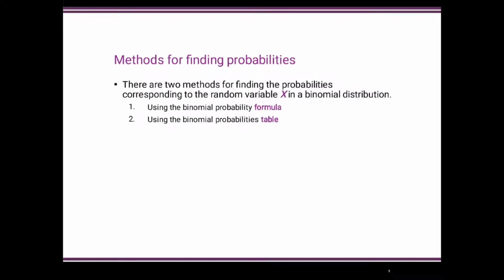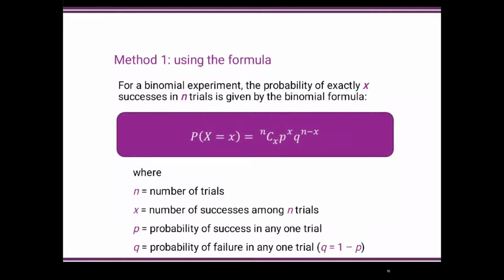Okay, methods for finding probabilities of a binomial distribution. There are two methods for finding the probabilities corresponding to the random variable x in a binomial distribution. We can either use a binomial formula or the binomial table. So let's look at the first method using the formula.